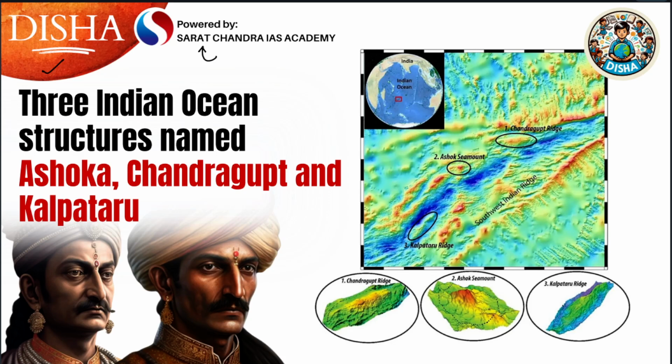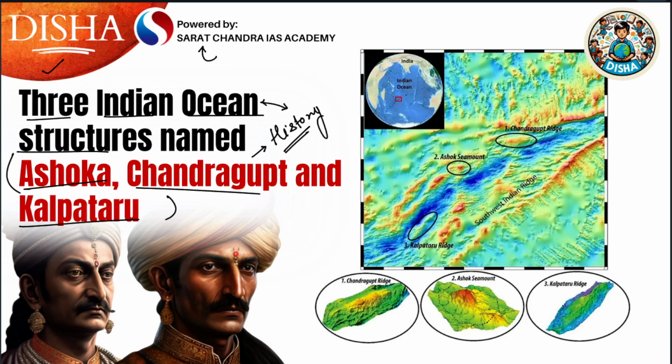In today's series, we are talking about the three different Indian Ocean structures, named Ashoka, Chandragupta, and Kalpataru. All of these names come from Indian history. So this is a method to correlate our history with the geography. We'll see who these people were, and what the significance of this is.